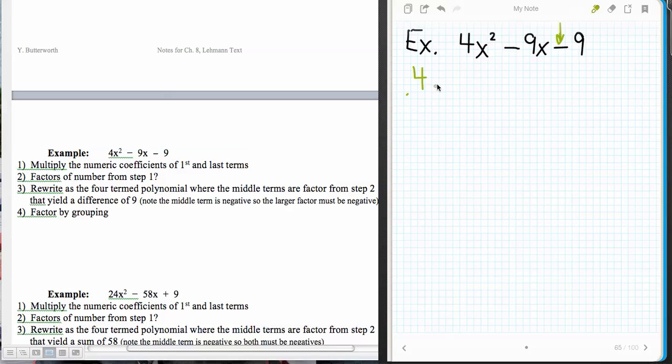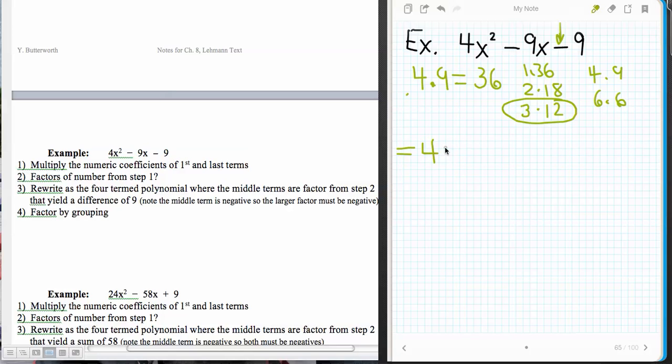So we have 4 times 9, and we get 36. The factors of 36: 1 times 36, 2 times 18, 3 times 12, 4 times 9, and 6 times 6. Now with all of the factors of 36, we are looking for the ones that give us a difference of 9. So we have 3 and 12, which give us a difference of 9. So we'll be rewriting the middle term, negative 9, with the 3 and the 12.